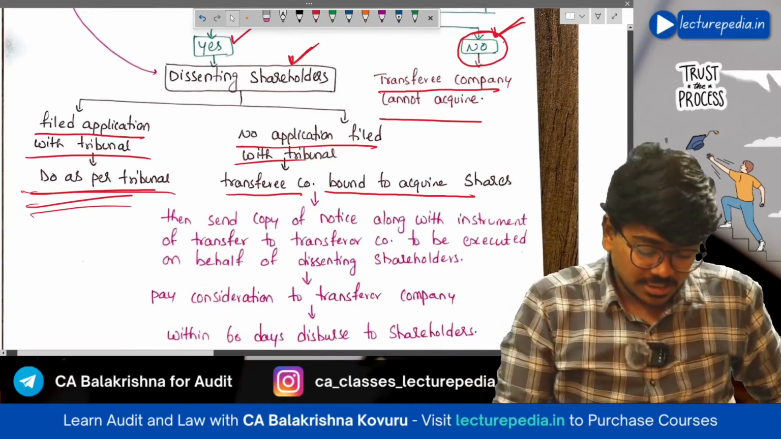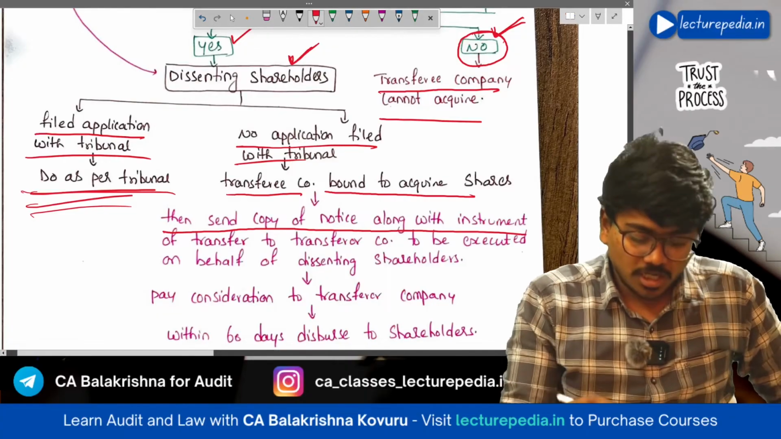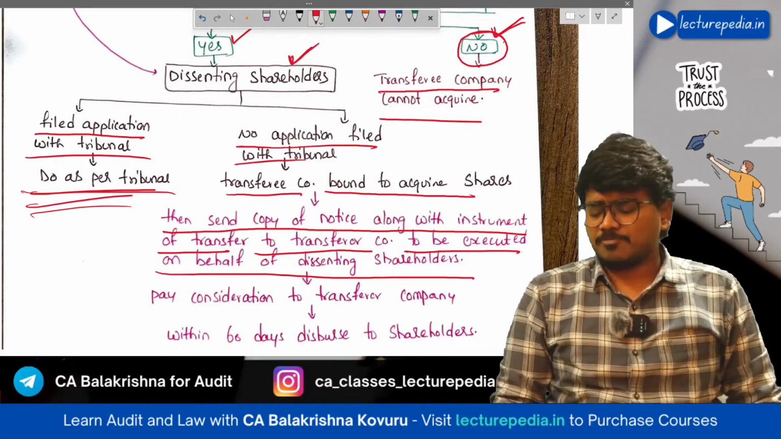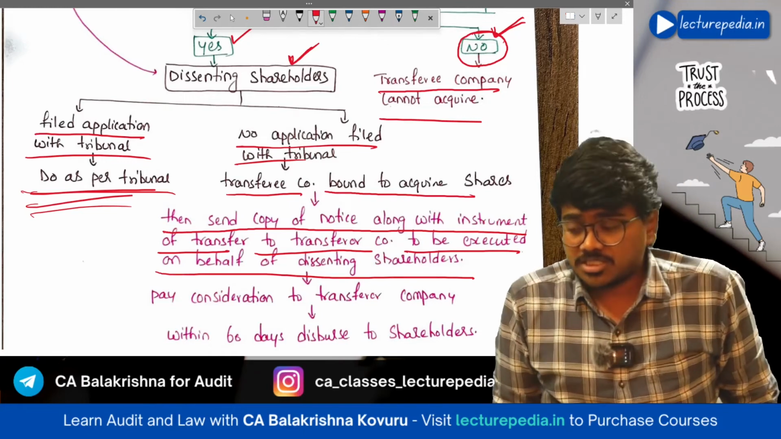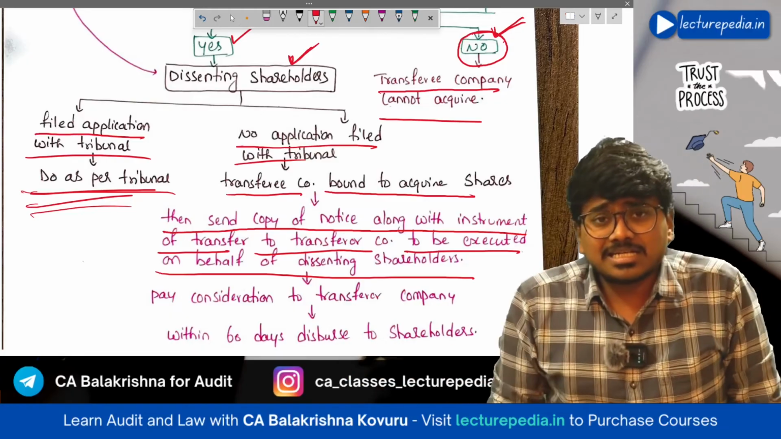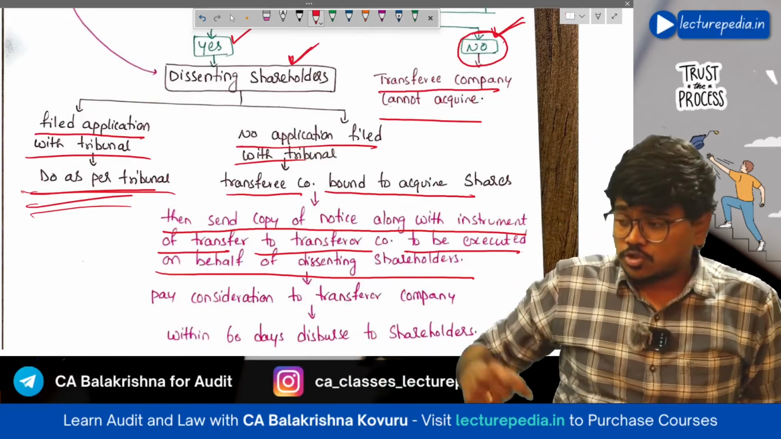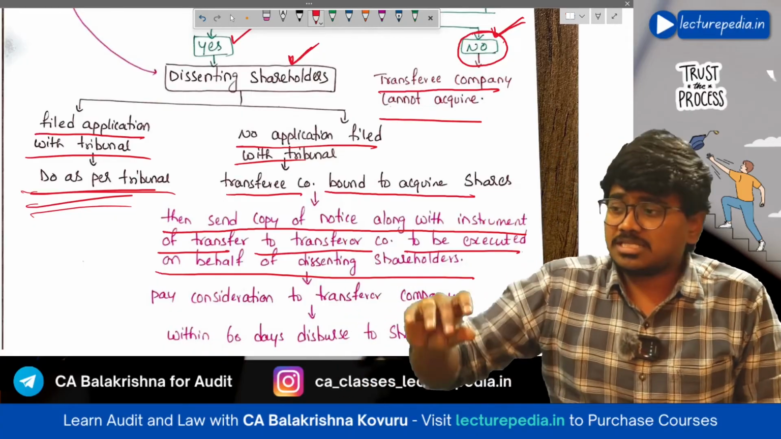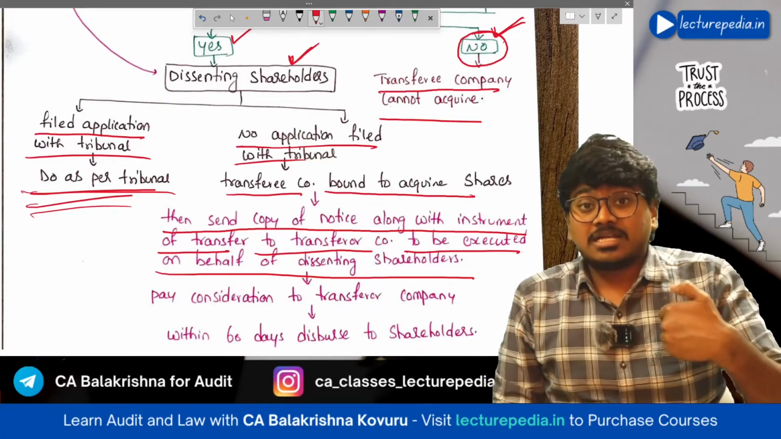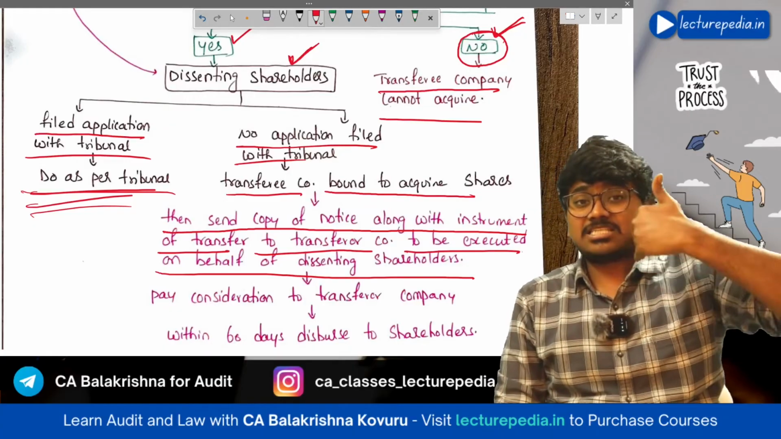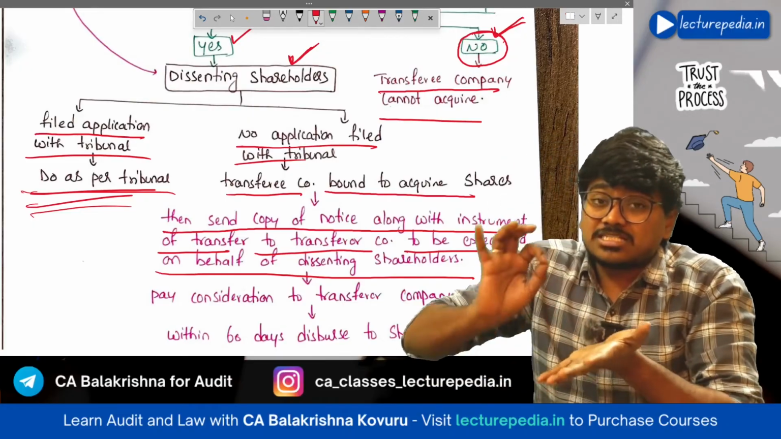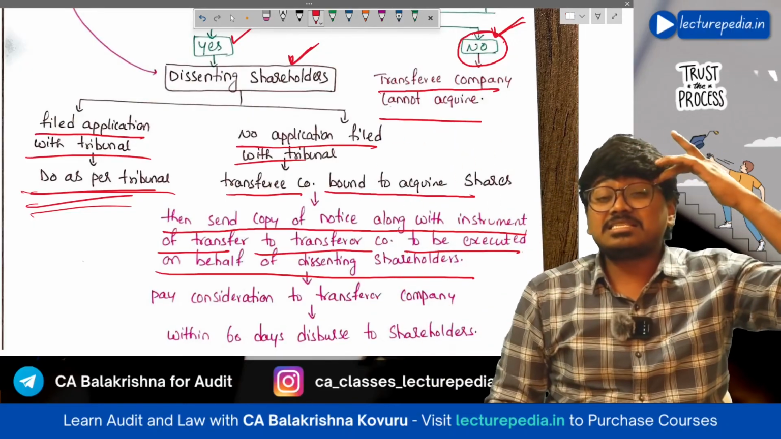So in this situation, the transferee company sends a copy of the notice along with the instrument of transfer to the transferor company, to be executed on behalf of the dissenting shareholders. Now, in order to transfer shares from the shareholders, you will require signatures of the shareholders. Dissenting shareholders don't want to sell the shares, so why will they execute this document? They will not sign it. So the transferee company has to send the notice along with this transfer document to the transferor company, and the transferor company will execute this document on behalf of its dissenting shareholders.